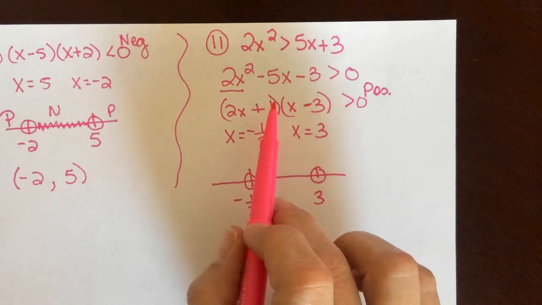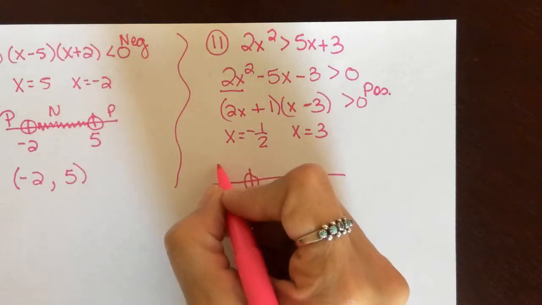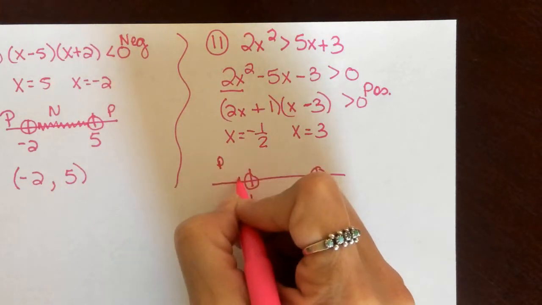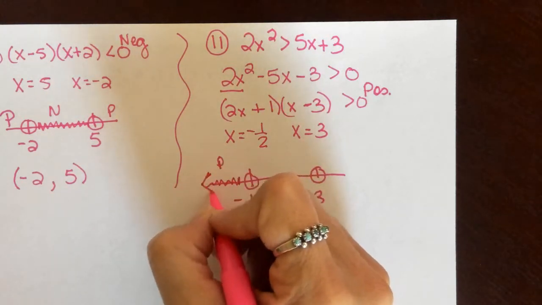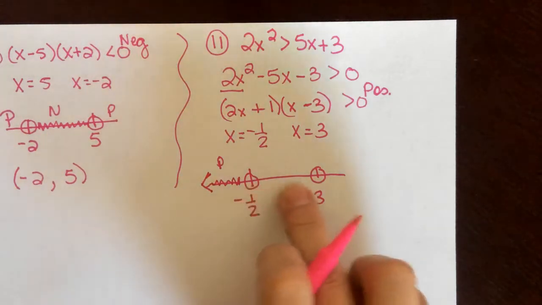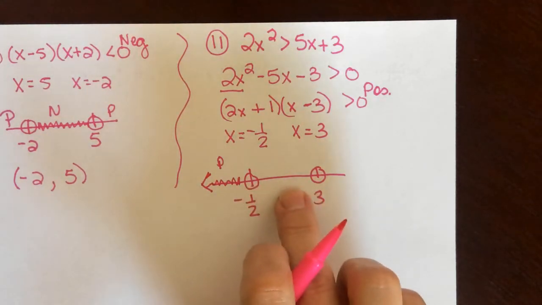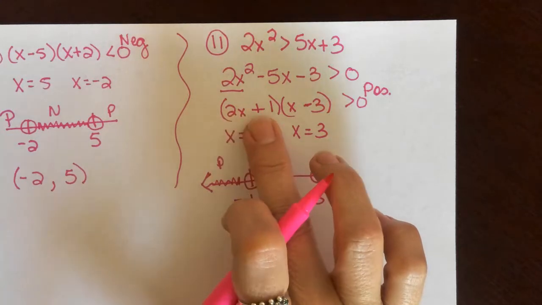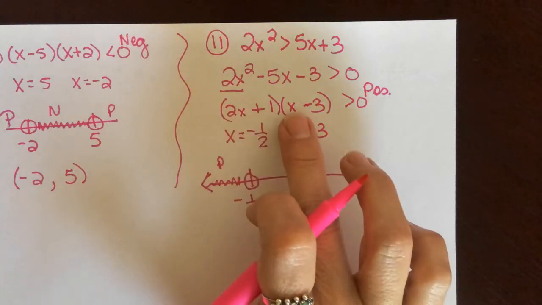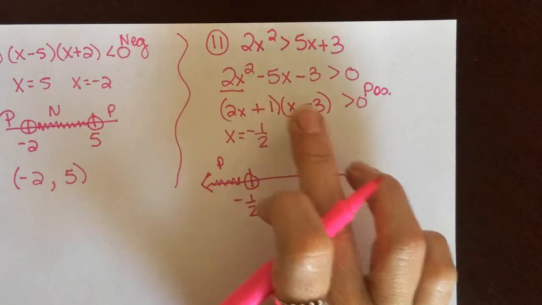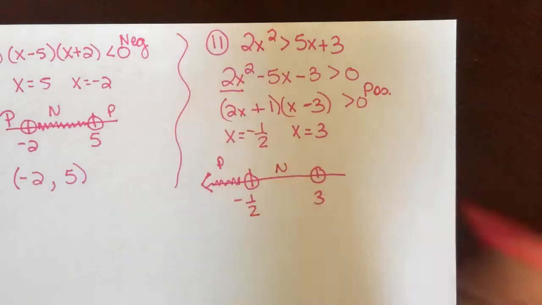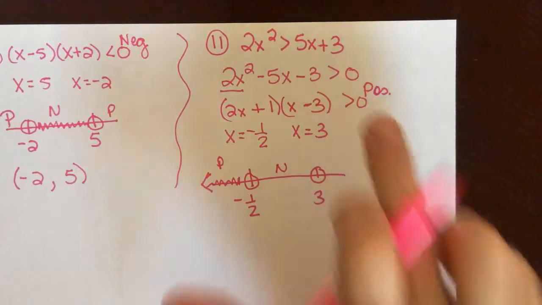And a negative 4 times a negative 1 would give me a positive. So this part right here is going to give me a positive answer, and everything over here in this direction. I'm going to plug in a number right here. An easy number is 0. 2 times 0 is 0, plus 1 is 1. 0 minus 3 is negative 3, so 1 times negative 3 is going to give me a negative. I don't want a negative this time, I want positives.